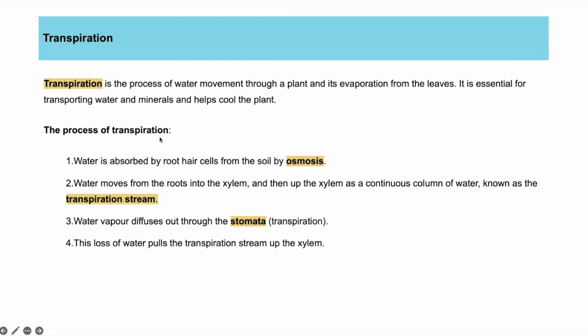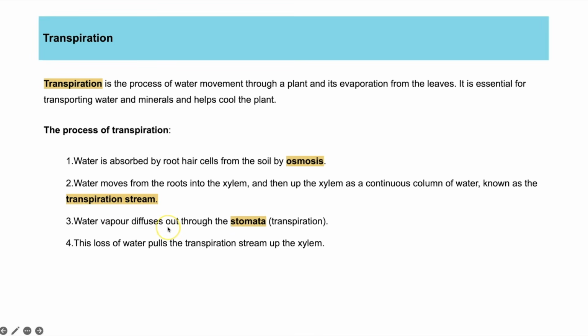Transpiration, this is the process of water movement through a plant, and it's basically evaporation from the leaves through the stomata. It's essential for transporting water and minerals through the plant, and actually it also helps to cool the plant. So here's the process. Water is absorbed by the root hair cells in the soil by osmosis. That water then moves into the xylem from the roots, and then it moves up the xylem as this continuous column of water through those hollow xylem tubes, and that is known as the transpiration stream.